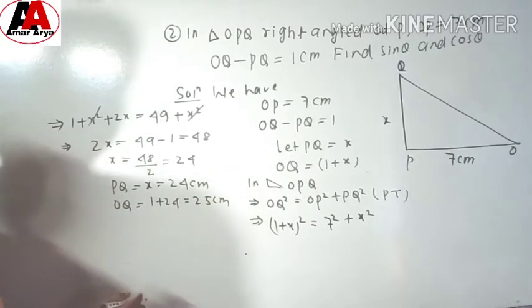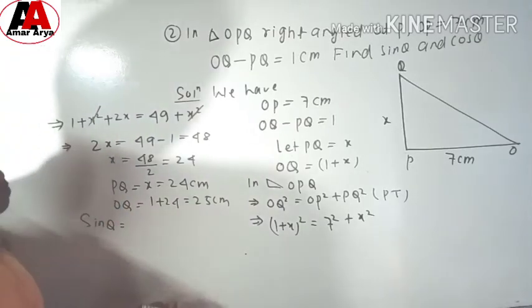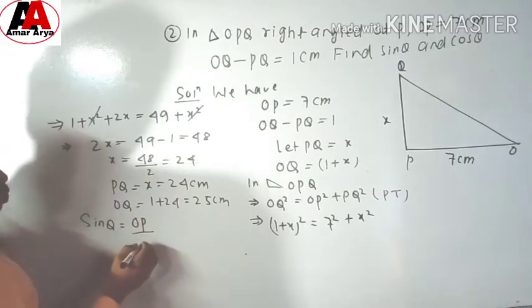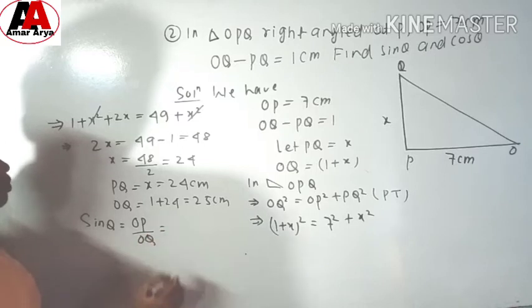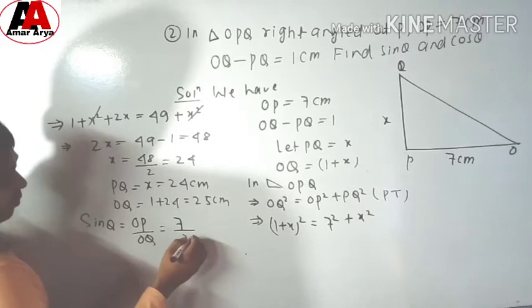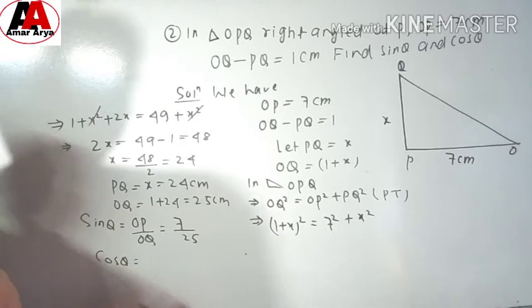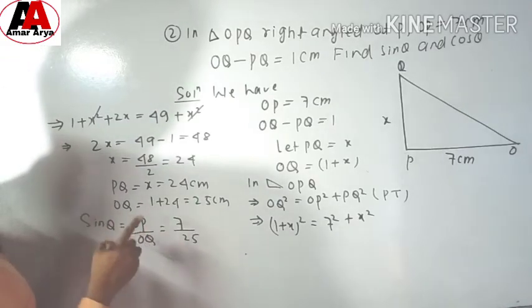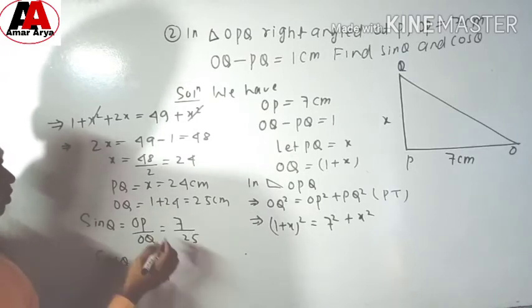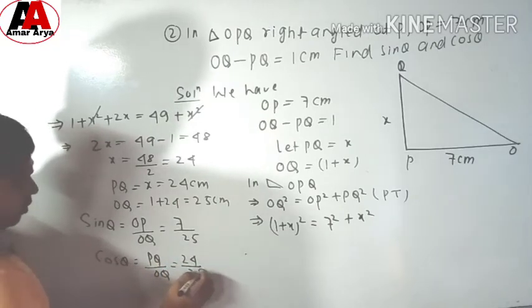We need to find here sin Q and cos Q. Sin Q, you can see, sin Q means OP by OQ. Okay, OP by OQ. So the value of OP is 7 by OQ, that is 25. Okay, and cos Q means the adjacent side, that is PQ by OQ. So PQ is 24 by 25. Okay, so this is the value.